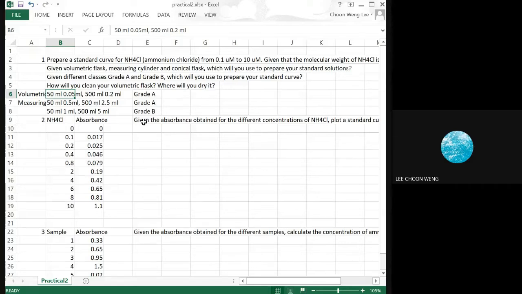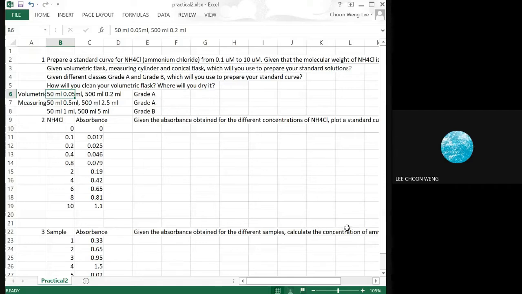So these are the important points that I want to point out for this part. Any questions about this? Do you have any questions? Okay, so let's go to the next.